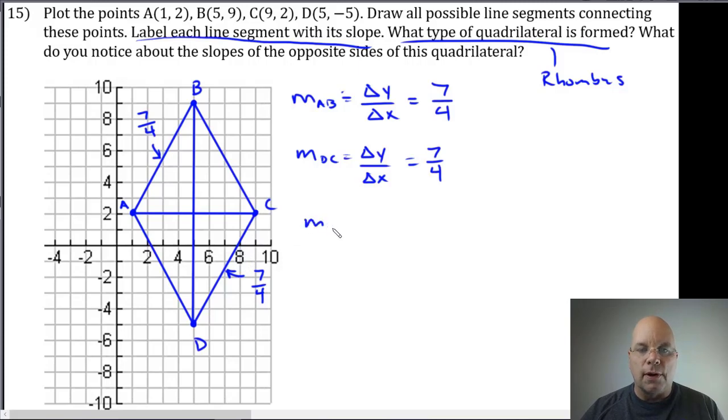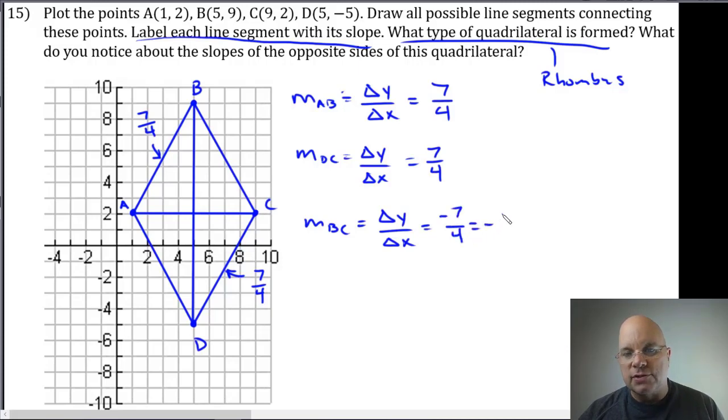If we look at the slope for BC, if I'm going from B to C, now I'm going down in y, so I'm going -7. I'm still going right though, so x is still positive, so this is -7/4. So the same value of the slope, but the opposite sign, because now we're walking downhill. We were walking uphill over here.